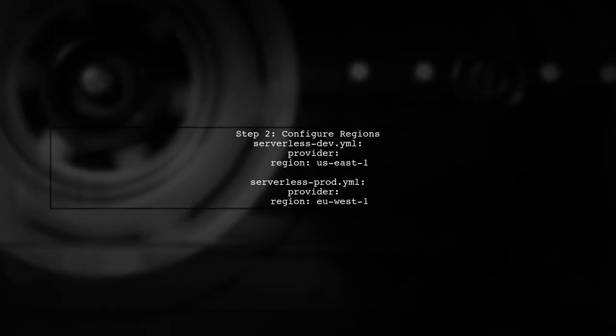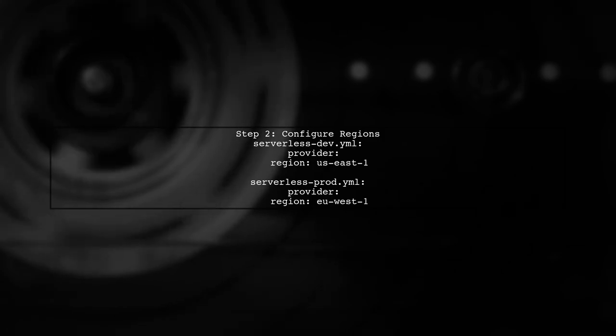Now, let's continue on. To separate development and production environments in the serverless framework, we can utilize different configuration files for each environment. First, create two configuration files, one for development named serverless.dev.yml and another for production named serverless.prod.yml. In each YAML file, specify the region and any other environment-specific settings.